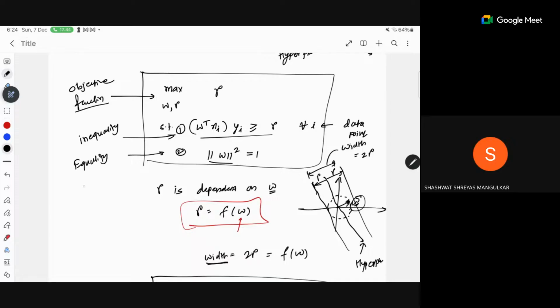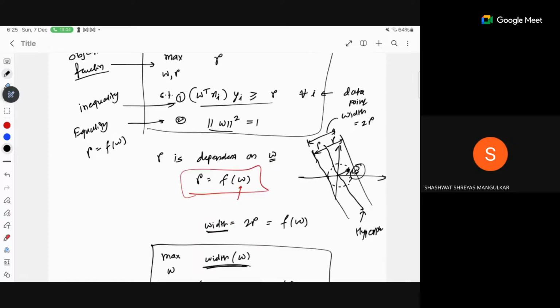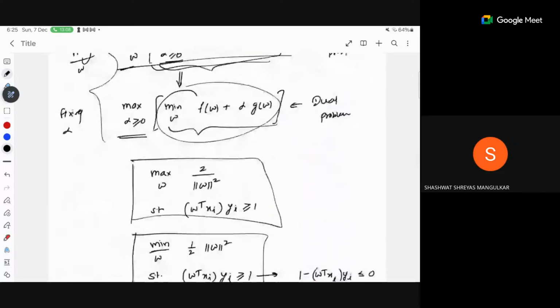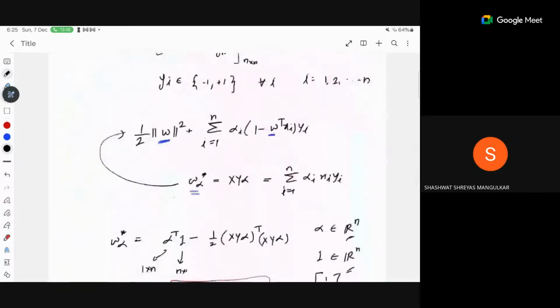I know that gamma is a function of W. So we have two different constraints, but is there any possibility that I can merge these two conditions and make it one? And if it is possible, how can we do that? I skipped that part previously, but it is just a normalization thing. Maybe I'll just take it over here.